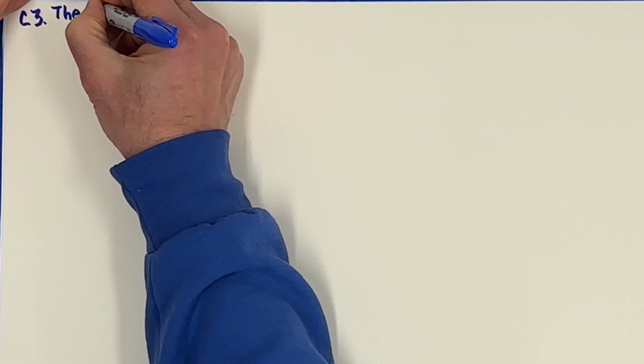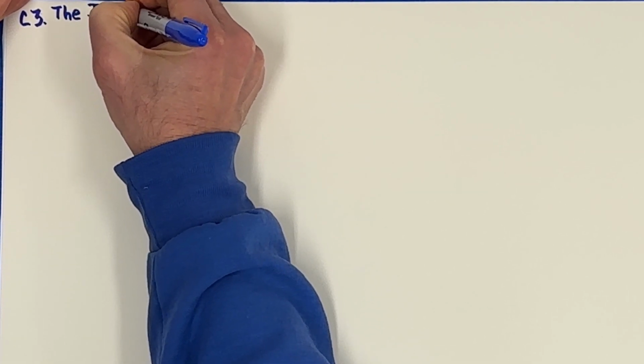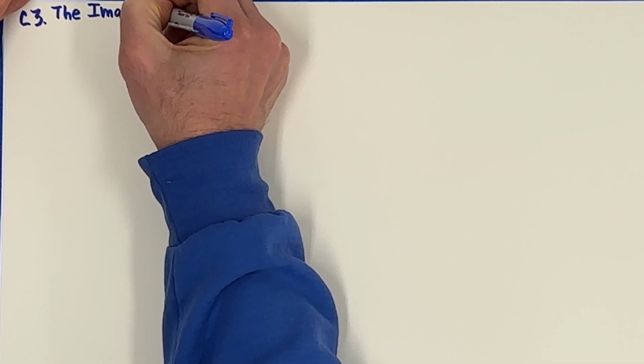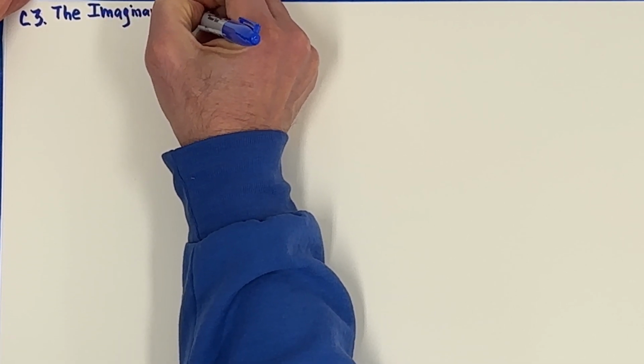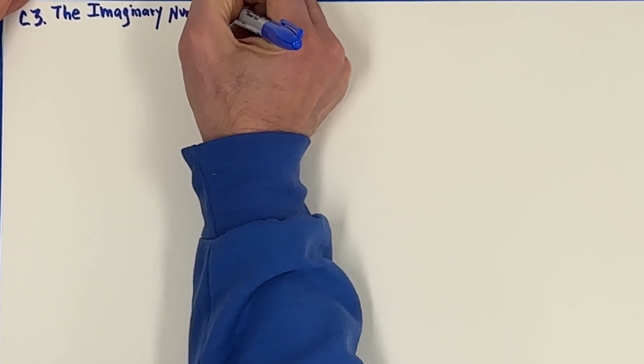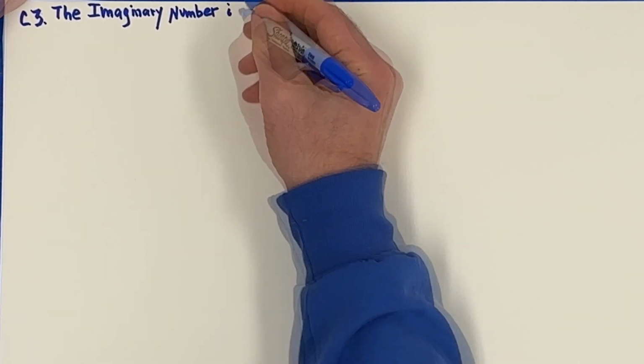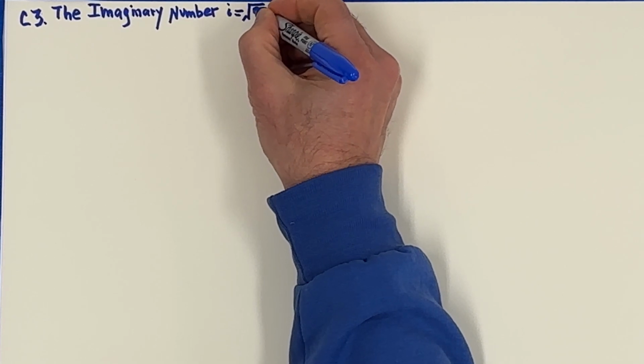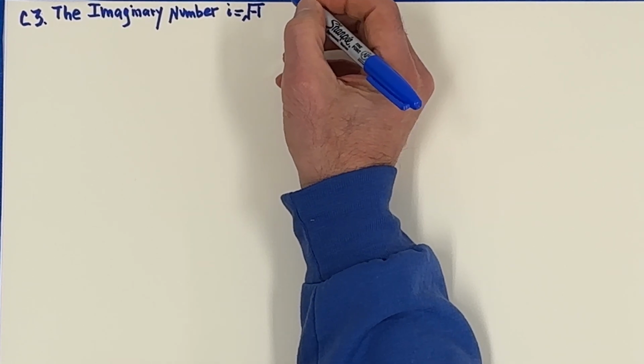The imaginary number i. The imaginary number i is equal to the square root of -1.